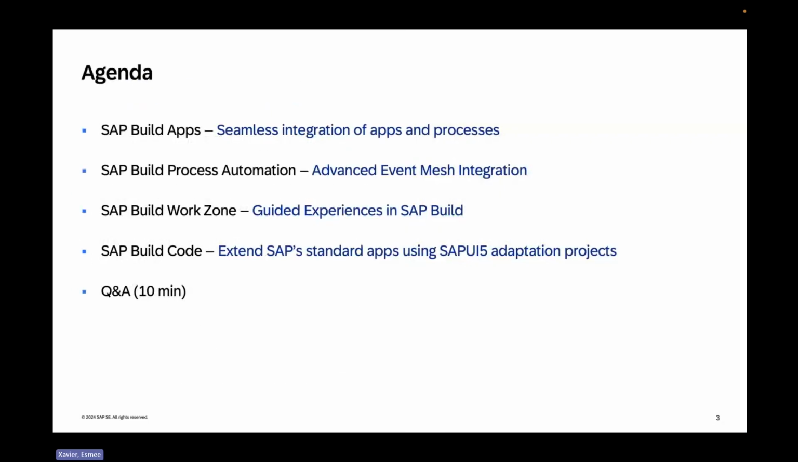So just a quick look at our agenda. First, we'll look at SAP Build Apps, and there we'll discuss the seamless integration of apps and processes. Next, we'll look at SAP Build Process Automation and Advanced Event Mesh integration. Then we'll move on to SAP Build Work Zone with guided experiences in SAP Build. And then finally, we'll look at SAP Build Code and how you can extend SAP standard apps using SAP UI5 adaptation projects.